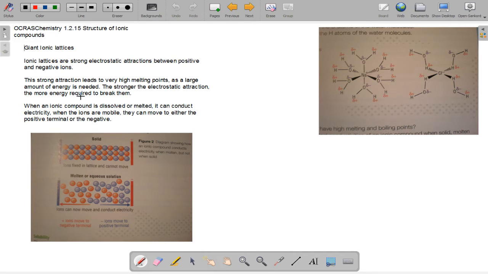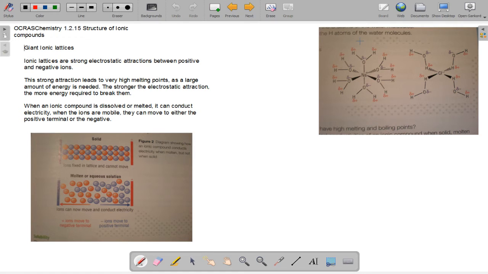When an ionic compound is dissolved or melted, it can conduct electricity. When the ions are mobile, they can move to either the positive terminal or the negative terminal. So negative goes to positive and positive goes to negative. But the ions must be mobile and not in their fixed lattice.